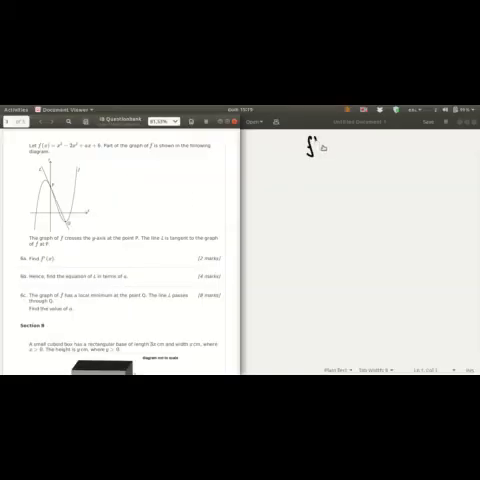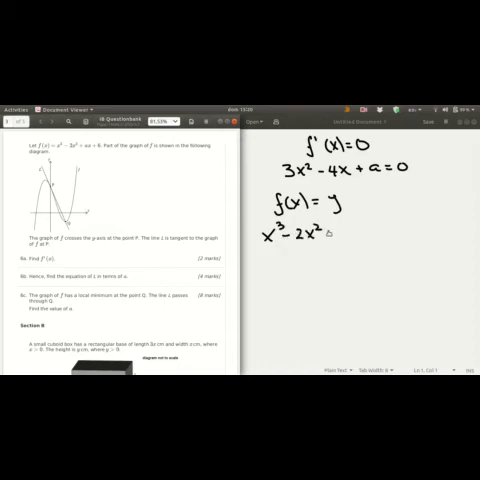The graph of f has a local minimum at the point Q. The line L passes through Q. Find the value of a. First of all, because Q is a minimum point, we know that the derivative has to be 0 at this point. On the other hand, L passes through Q, and Q is a point in the function f. So we can set the function equal to the line.